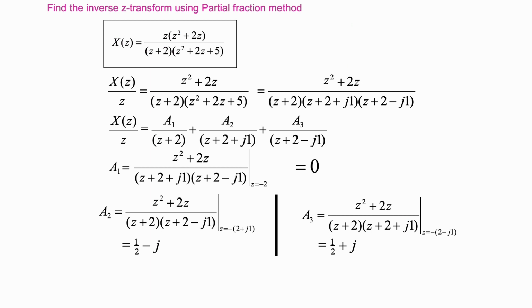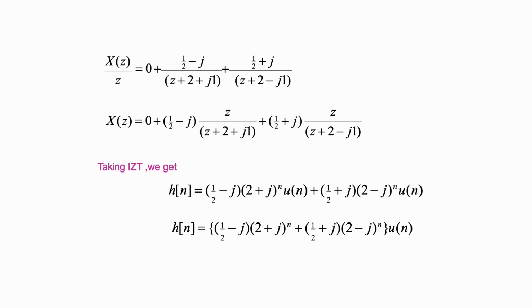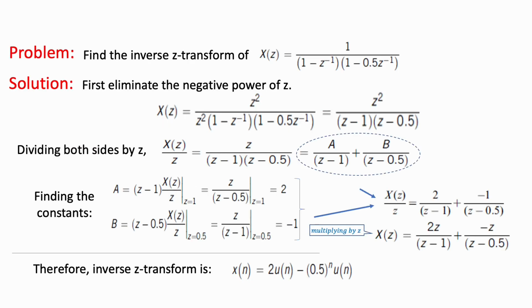Now we can see the second problem using the partial fraction method. X of z is equal to z squared plus 2z divided by z plus 2, z squared plus 2z plus 5. Here the given problem is already in z form. Directly you can divide by z on both sides and do the partial fraction. Factorize the denominator and proceed with the partial fraction. Once the partial fraction is completed, obtain a1, a2 and a3. Take the inverse Z transform and we will get the final answer like this. So this is by using the partial fraction method.